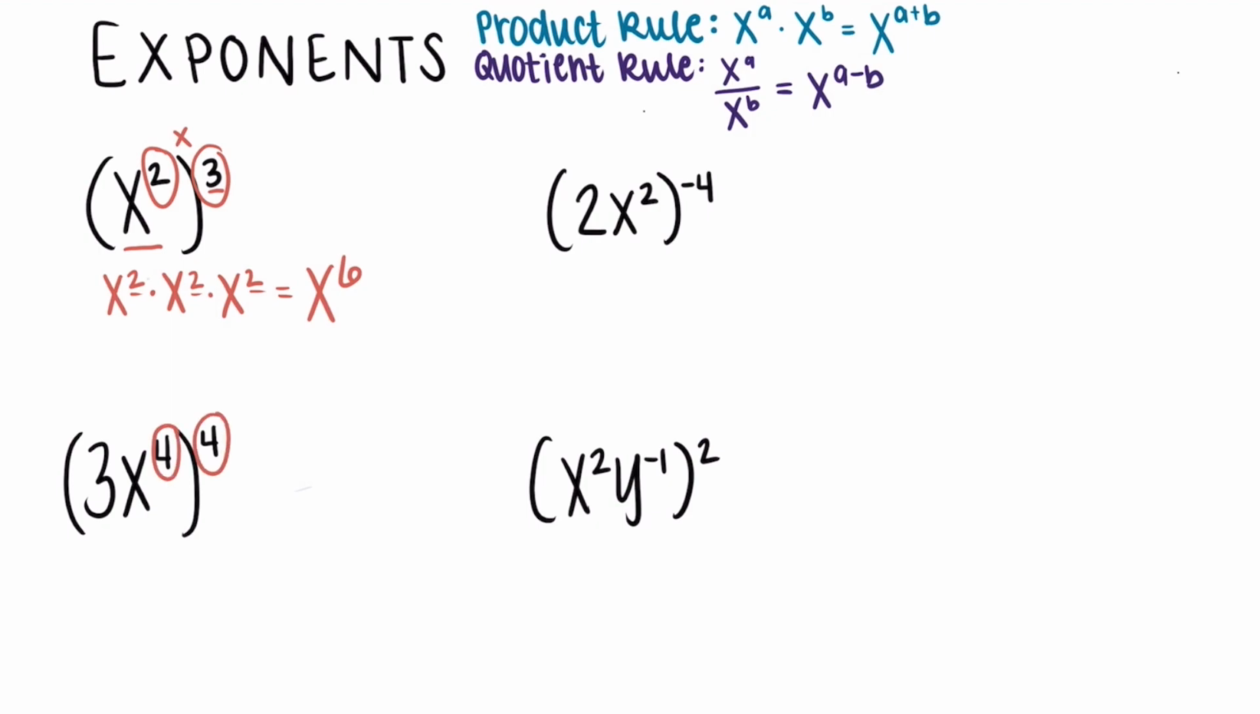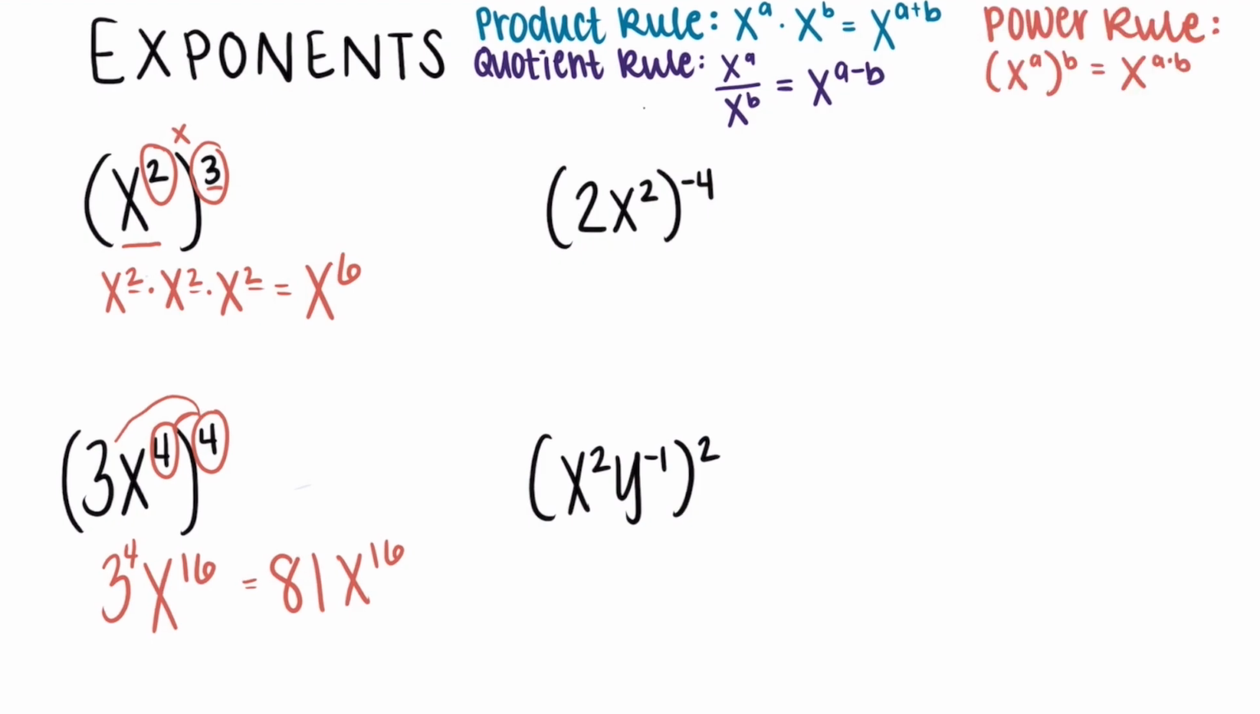Looking at another example like that, we would just multiply those out. 4 times 4 would get us x to the 16th, but we do have a coefficient as well that exponent needs to be distributed onto. So we have 3 to the 4th, which would be 3 times 3 is 9, times 3 is 27, times 3 gets us 81x to the 16th. So when you have that exponent on the outside, make sure you distribute it onto everything on the inside, and when you're doing it to an exponent, you're multiplying those exponents.